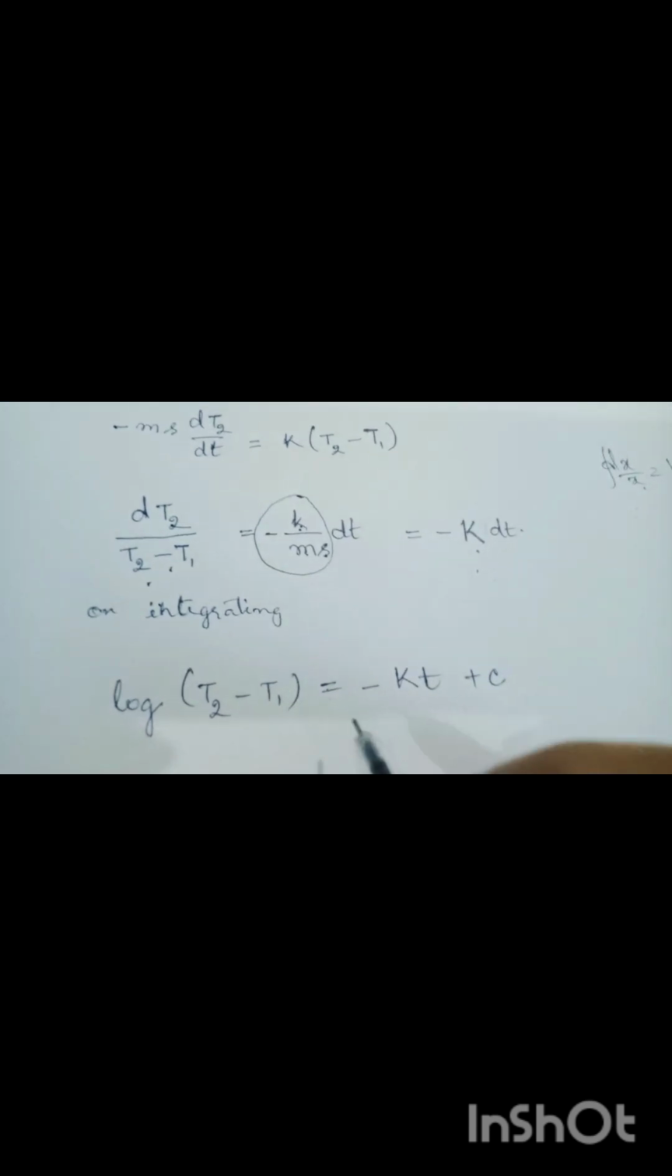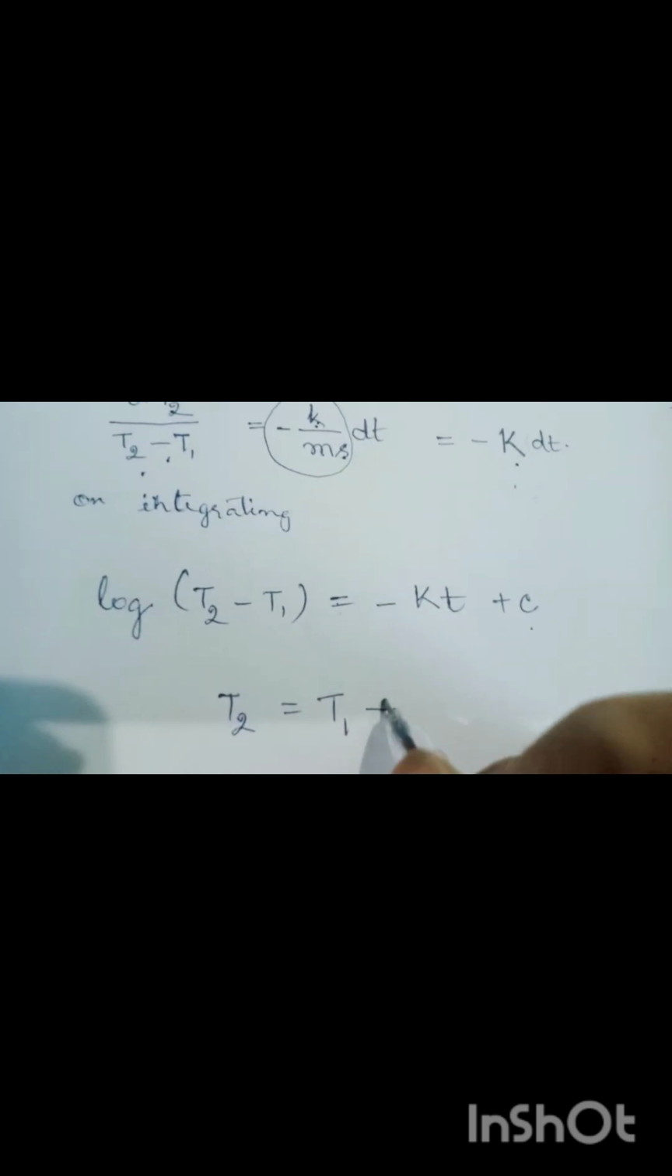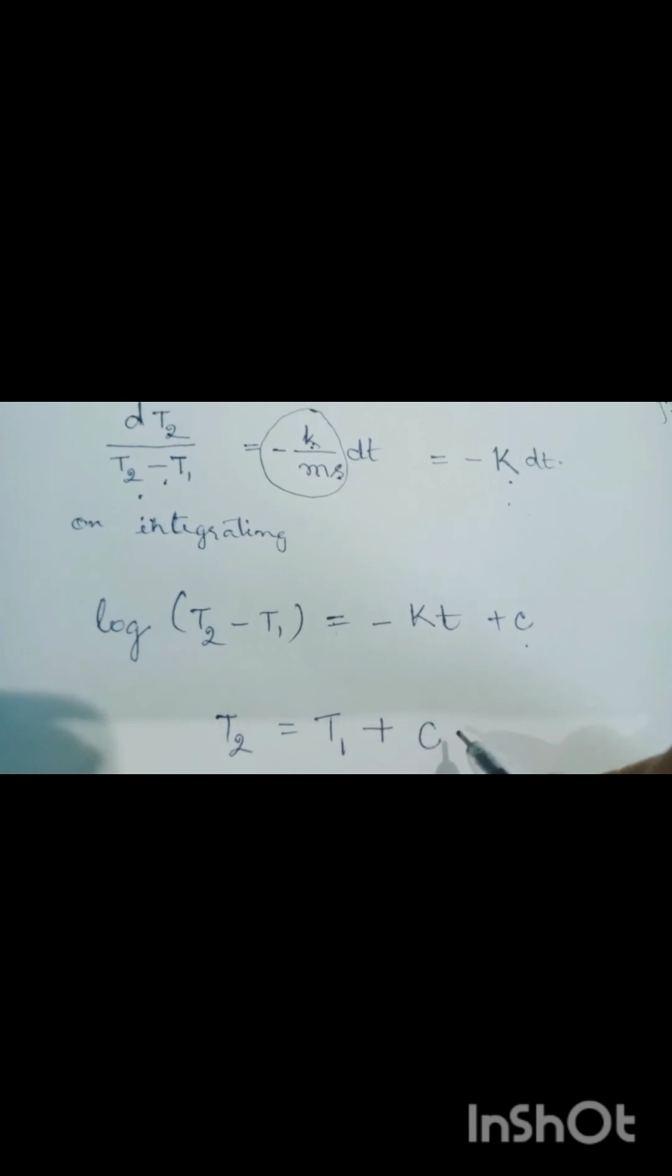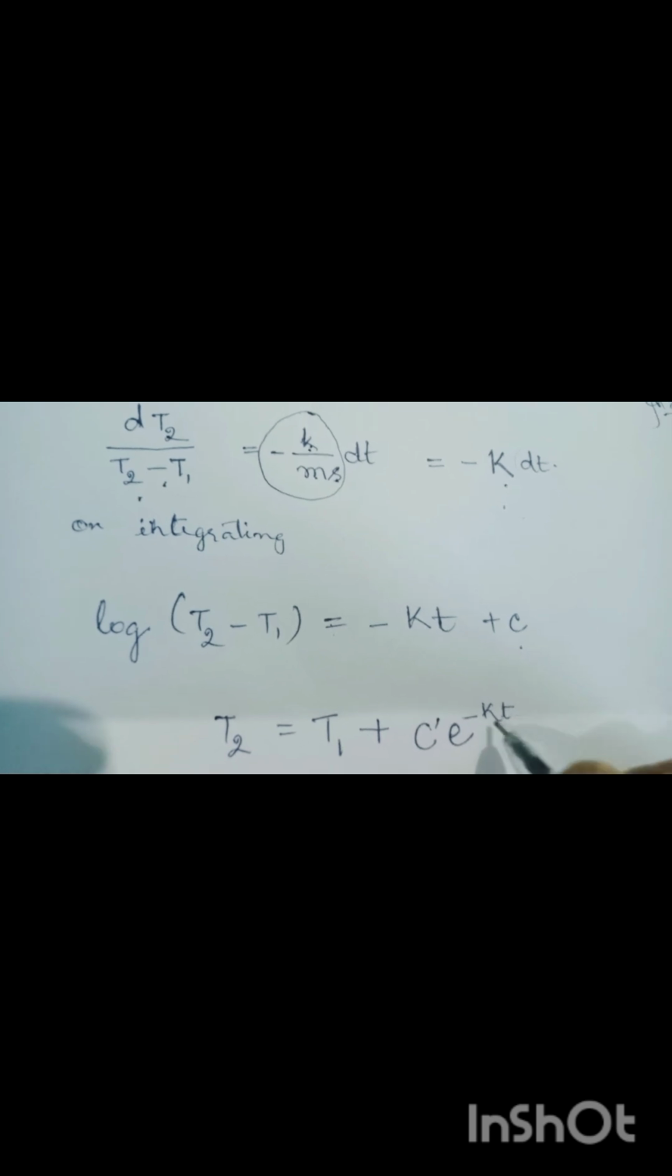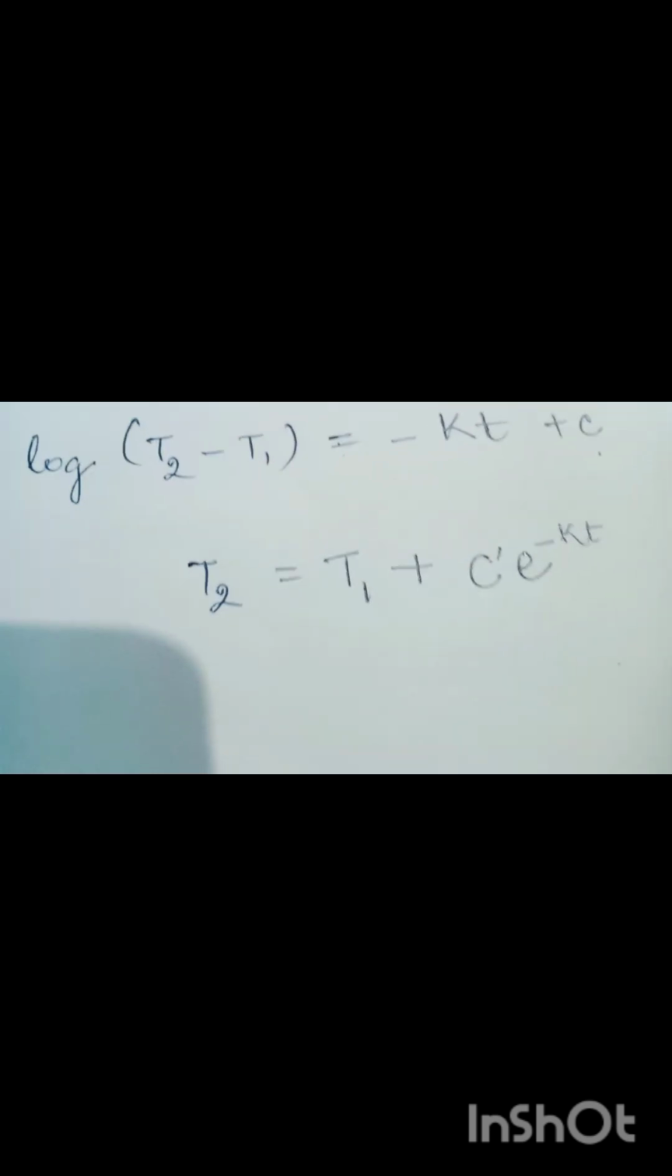From experiment we can find the value of c. So the final expression will be T2 equals T1 plus c prime times exponential of minus K t. Okay, so c prime is equal to what? c prime is equal to exponential to the power c.